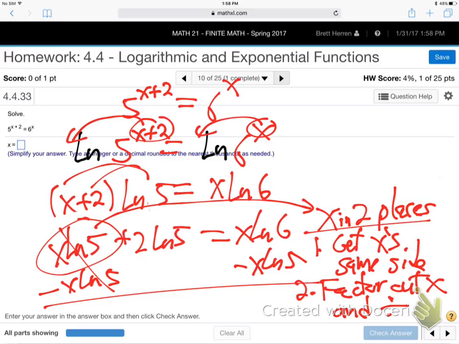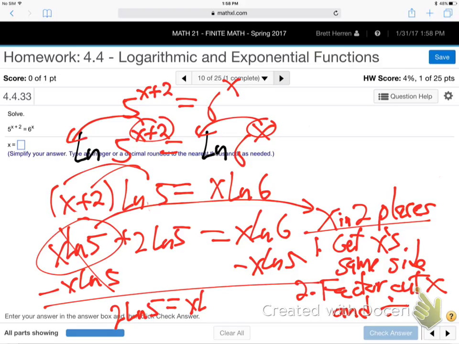Is that okay? When something jumps, I mean added or subtracted to the other side of the equal sign, it just switches the sign in front of it, right? That way we can go a little quicker. So 2 ln 5 then equals x ln 6 minus x ln 5.